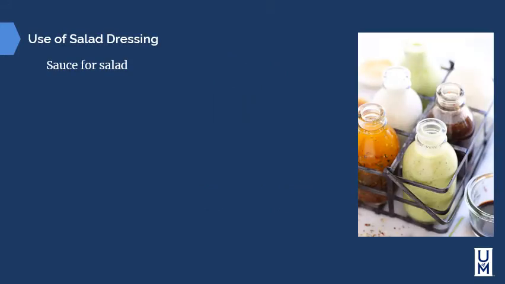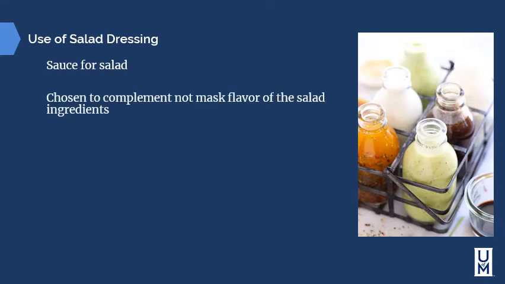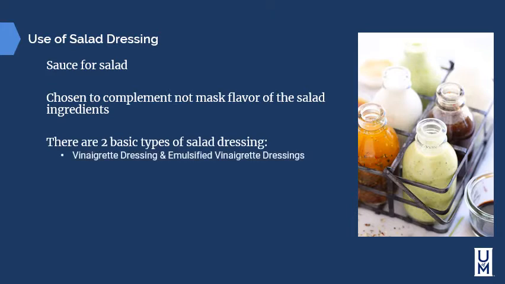Salad dressings are essentially sauces for salads, chosen to complement, not mask, the flavors of the salad ingredients. That's a key factor, because if you're masking the flavors of the salad ingredients, you might as well just be drinking the salad dressing. There are two basic types of salad dressings: vinaigrette dressings and emulsified vinaigrette dressings, and mayonnaise-based dressings. We'll discuss each one of those in detail.